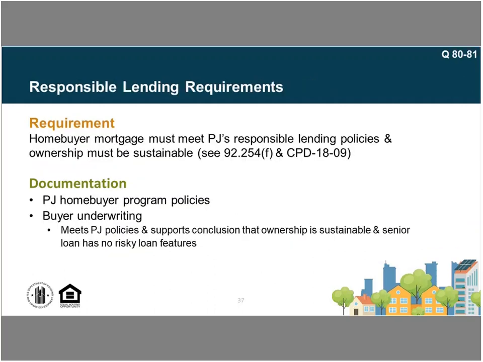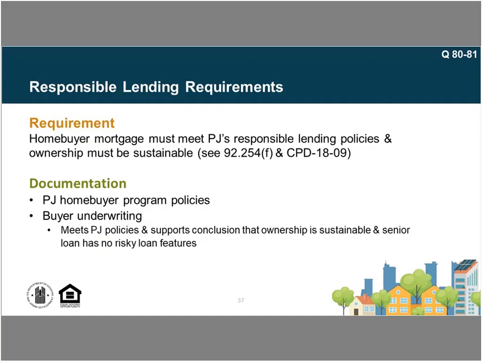So a PJ must have homebuyer programs and policies covering buyer underwriting, and Monty talked quite a bit about the buyer underwriting already, but also responsible lending and refinancing. And so for monitoring, we have to check to ensure that the mortgage loan is sustainable and it's not containing any risky lending features. So we want to make sure that what we're identifying in our policies and procedures, that the loan burden, that mortgage is sustainable.